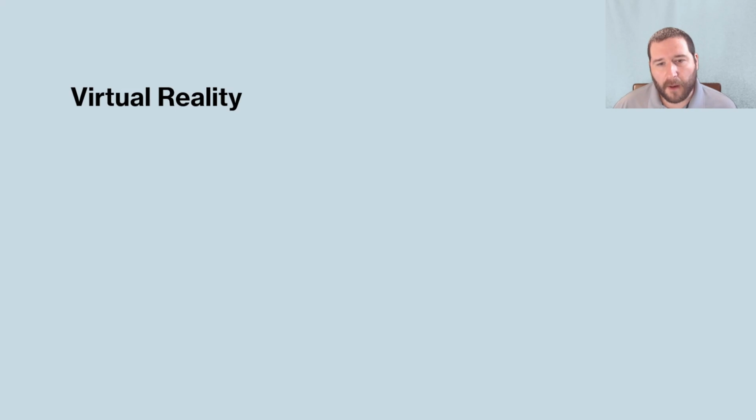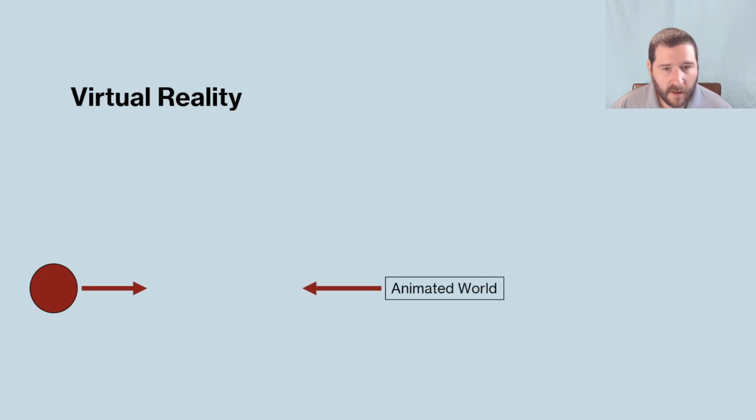Now, when we talk about placing our learner inside an animated environment, if they're able to interact with any of that environment, now we're hitting the realm of virtual reality. Virtual reality is similar to augmented reality, except we're looking at that virtual world. So we have the viewer here, the learner. They're looking at this animated world, right?